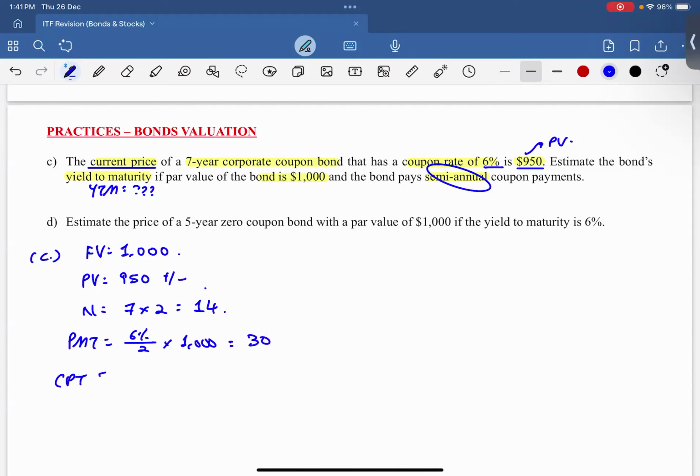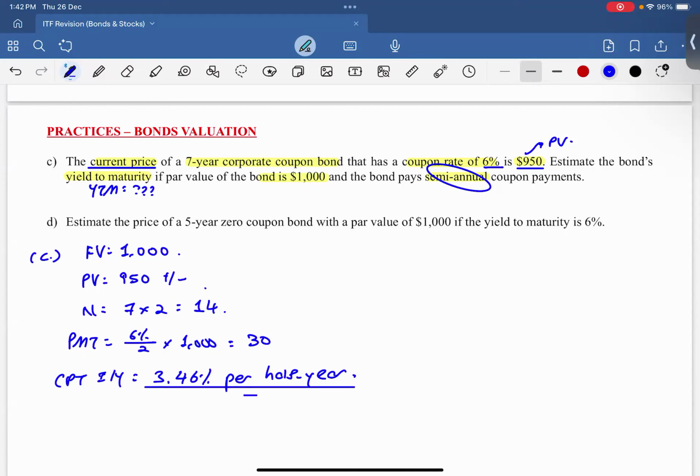Compute your IY using the financial calculator. So 1,000 FV, 950 negative PV, 14 N, and then 30 PMT, compute IY, and you will get 3.46%. Remember, this is per half year, per semi-annual. Not the end of the answer yet.